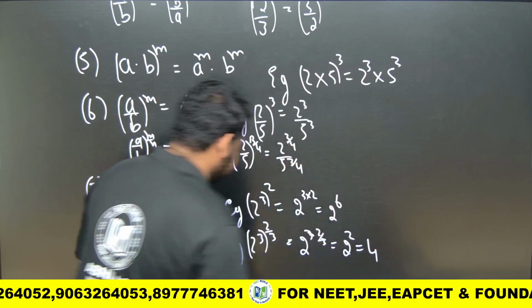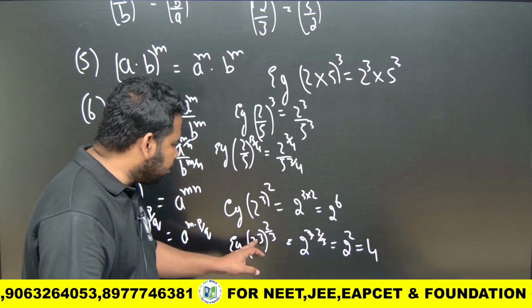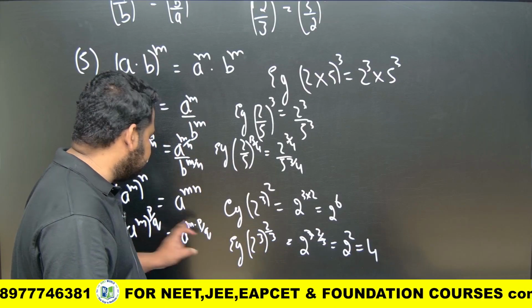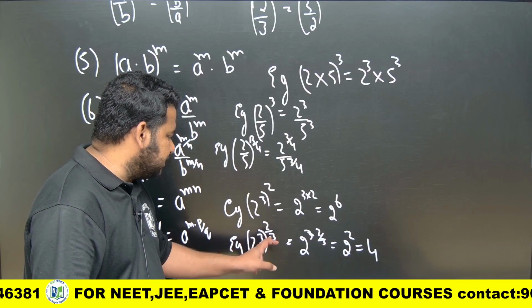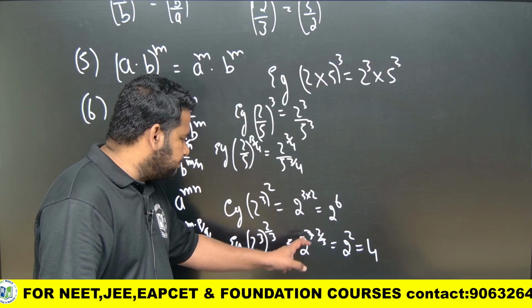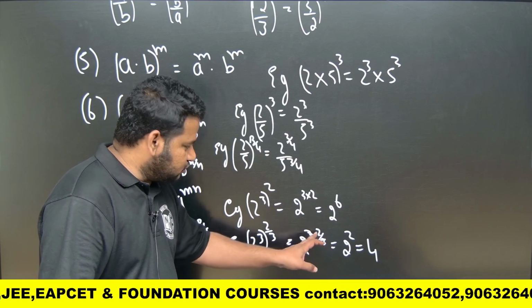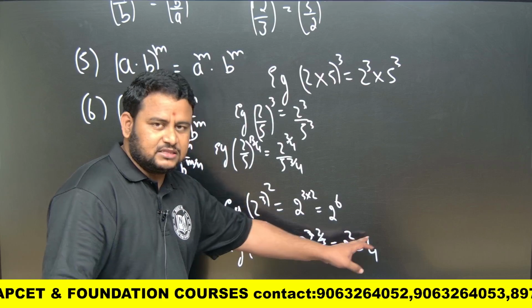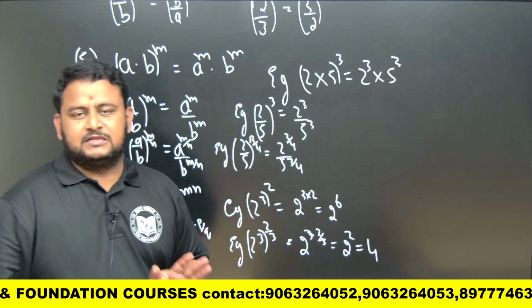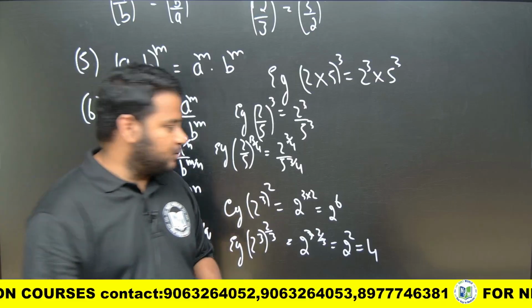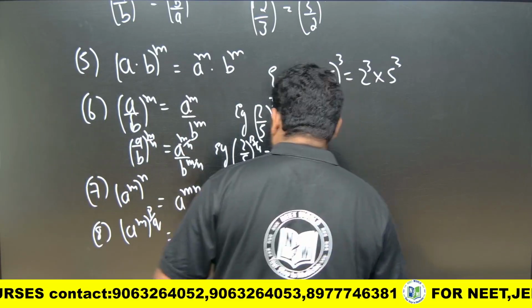So see here, example I am writing (2 to the power of 3) to the power of 2/3, that is a to the power of m to the power of p/q, where p/q here is 2/3. So that becomes 2 to the power of 3 into 2/3. The 3 and 3 will cancel, I will get 2 square, that is nothing but 4. These are very important properties which you have to remember, friends, highly important.